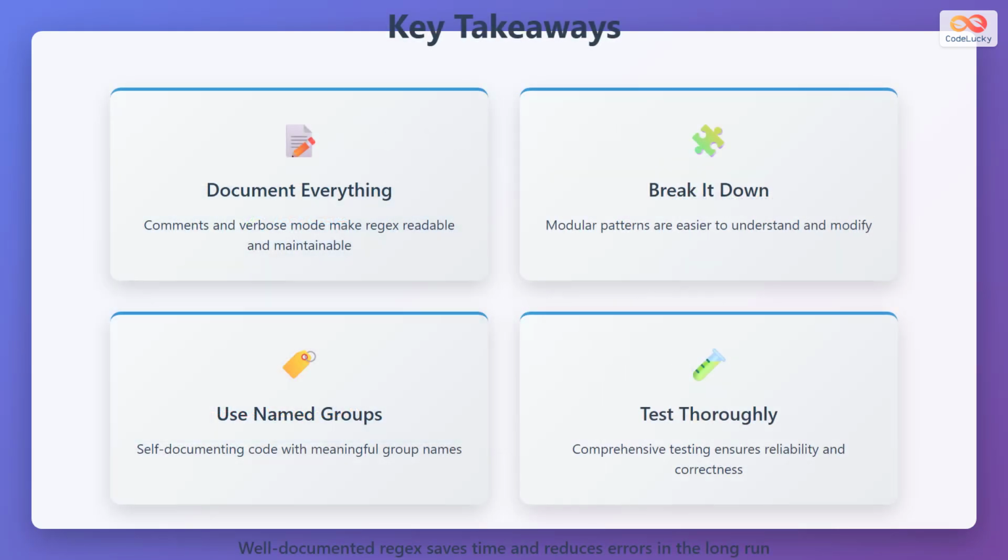Here's a summary of the key takeaways from this presentation. First, document everything. Comments and verbose mode make regular expressions readable and maintainable. Second, break it down. Modular patterns are easier to understand and modify. Third, use named groups. Self-documenting code with meaningful group names enhances readability. Fourth, test thoroughly. Comprehensive testing ensures reliability and correctness. Remember, well-documented regular expressions save time and reduce errors in the long run.